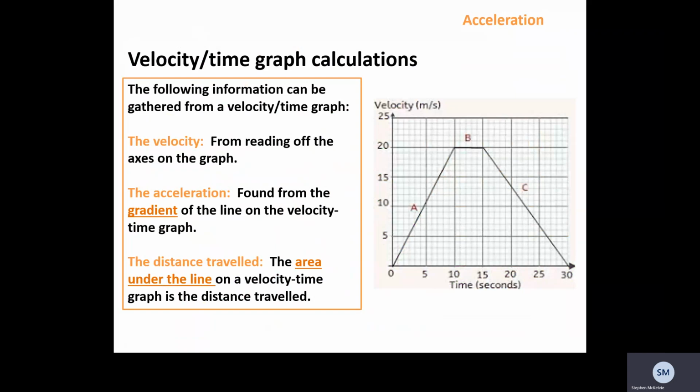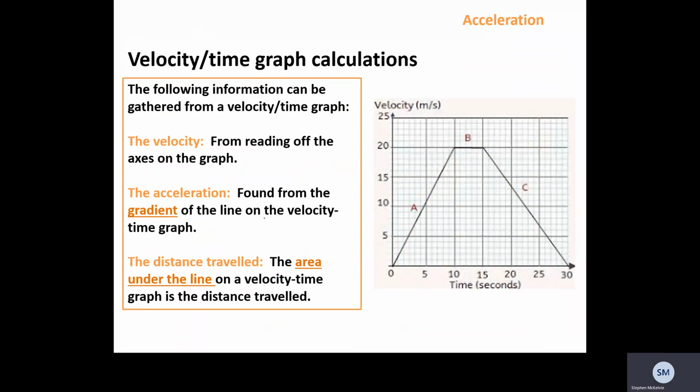So we can find the velocity of an object at any point by reading off the axis of the graph. So at this point here, this object is traveling. I'm going to choose a better bit so you can see my dots. So this one here, the velocity of my object at that particular time is 15 meters per second. So at 7 seconds, this object is traveling at 15 meters per second.